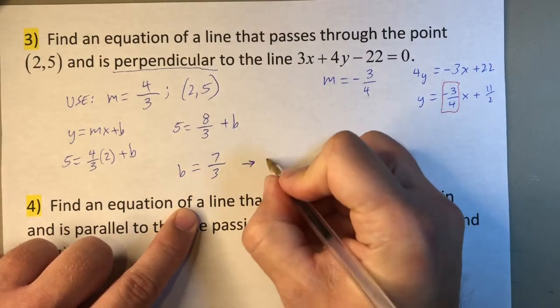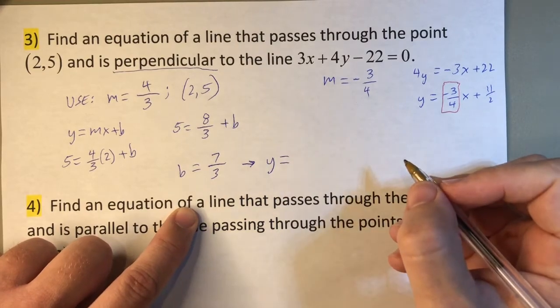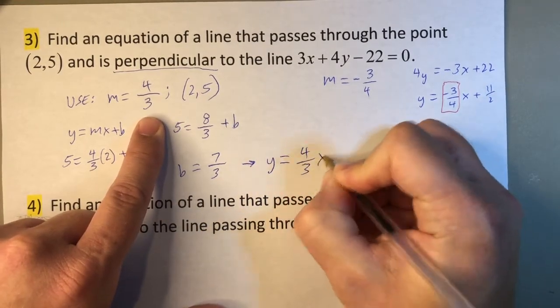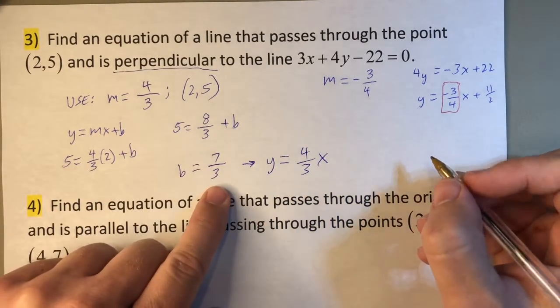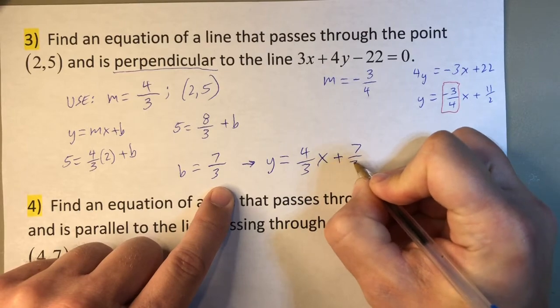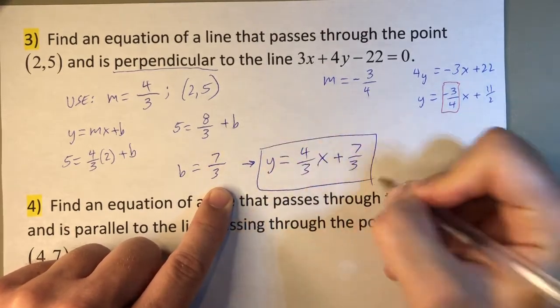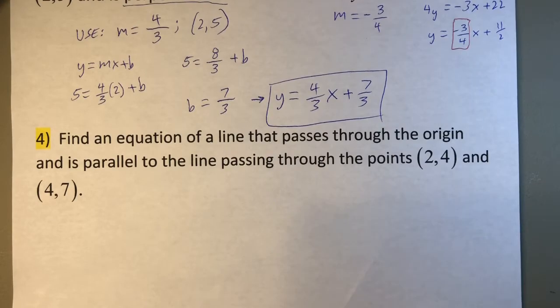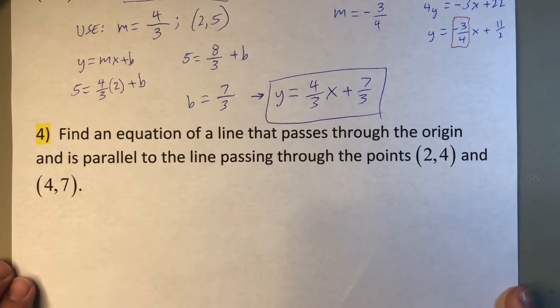And so now we know the equation of our line is y equal to the slope we need to use, which is 4/3, times x, and then write in your b value, so plus whatever we just came up with, in other words, 7/3. And you're finished with example number 3. Example number 4, the last example, section 2.2.